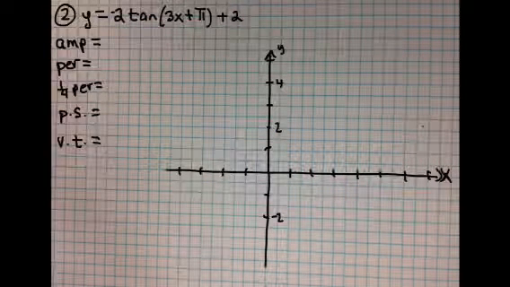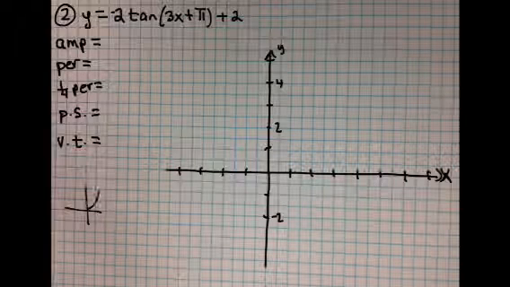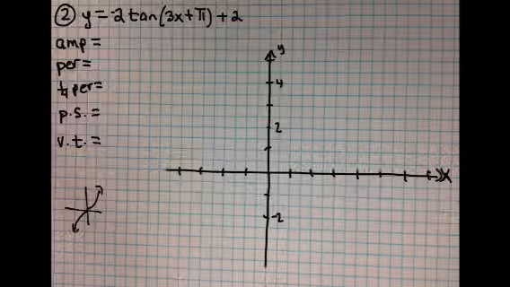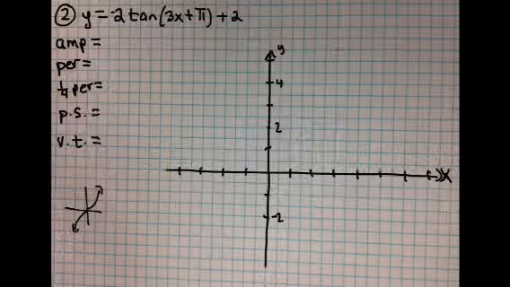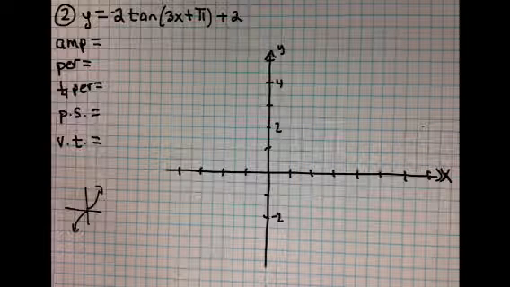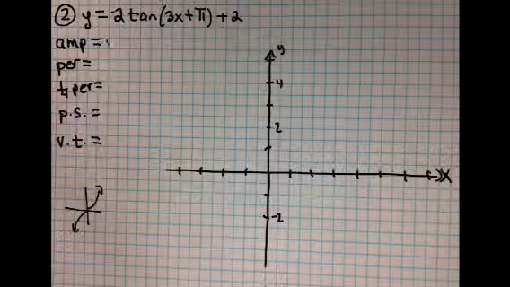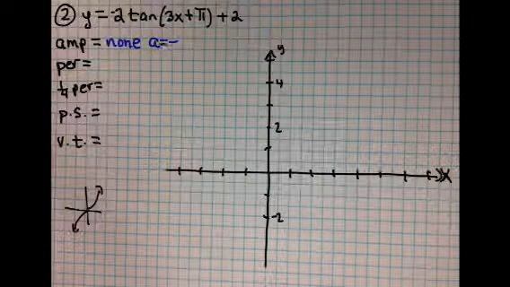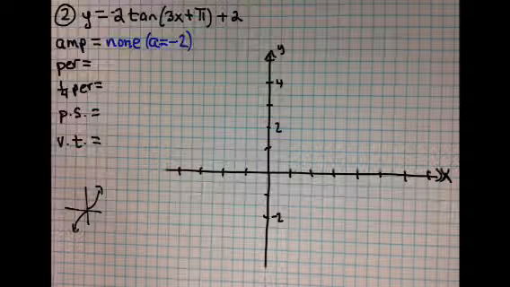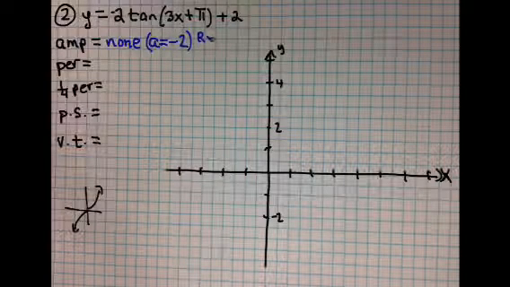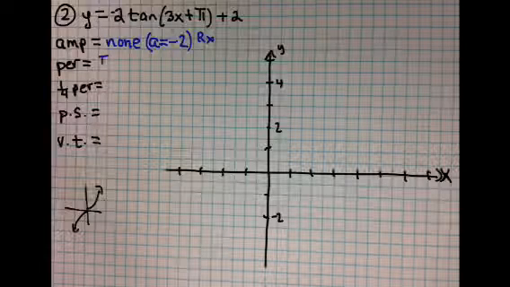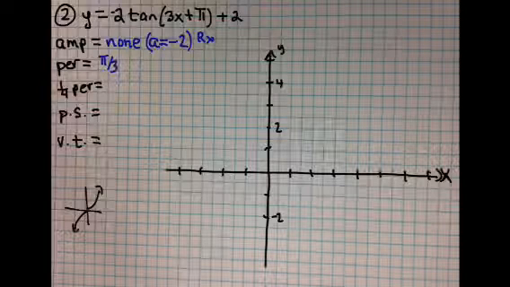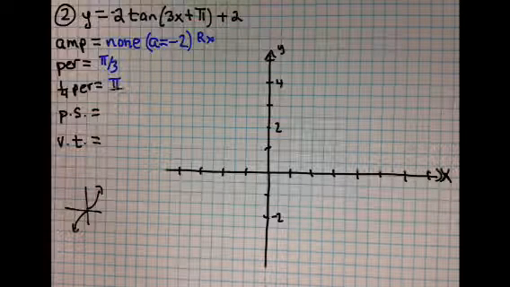Okay, so for example 2, remember tangent looks like this. Half of the period on one side, half on the other. Let's answer the 4 questions here, or 5 here. The amplitude we know is none, but we're going to use the -2. So A is -2. Remember, that tells you there's going to be a reflection over the x-axis. The period is pi over 3. A quarter of a period, 1/4 times 1/3 pi, is pi over 12.